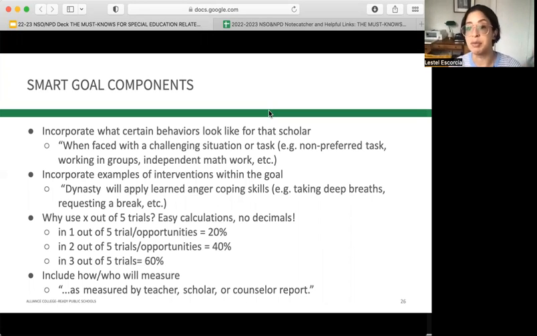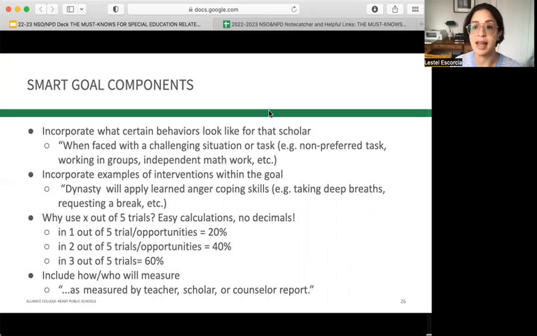So in this instance, it would be we're seeing it most during a non-preferred task or when they're working in groups or when they're doing independent math work. So we want to include some examples of what a challenging situation or task is for this student. And then we want to incorporate some examples of interventions, right? Not every single intervention that you might be doing to address the student's challenges, but what are some examples of what the learned coping skills in this instance could look like?